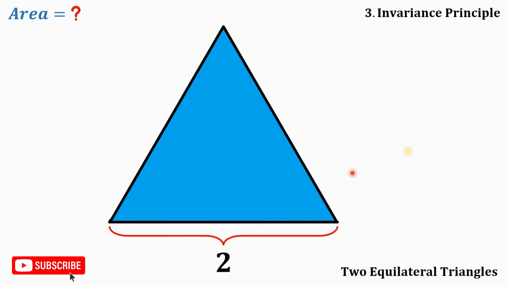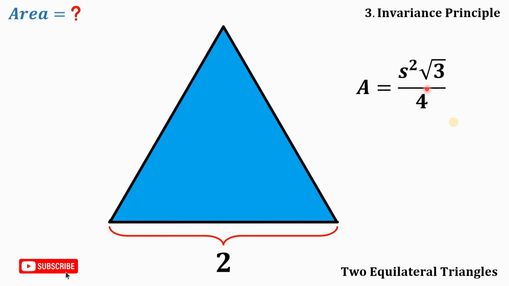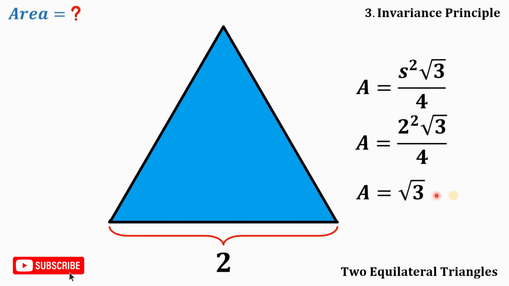And we know how to find the area of this. This is just s squared times square root of 3 over 4, wherein s is simply equal to 2. And if we simplify this, we get the area of this equilateral triangle simply equal to square root of 3 square units. And that is the answer to this question.